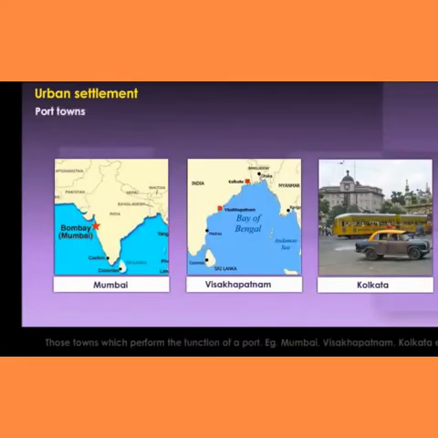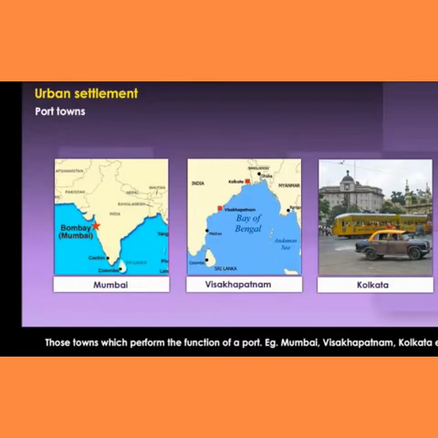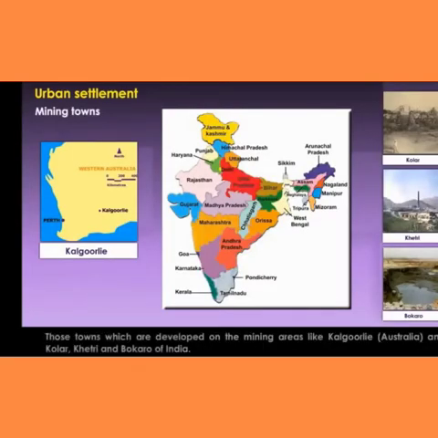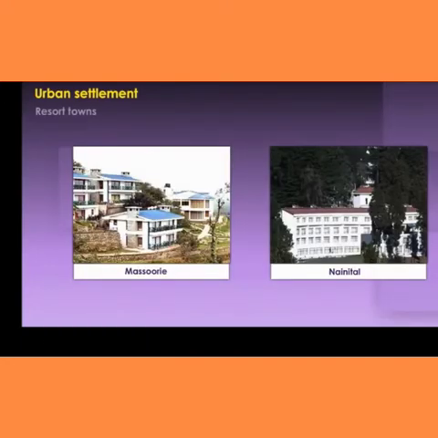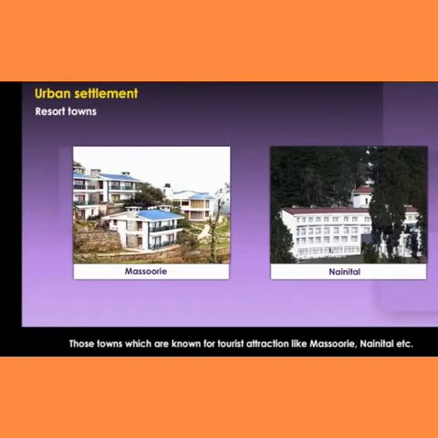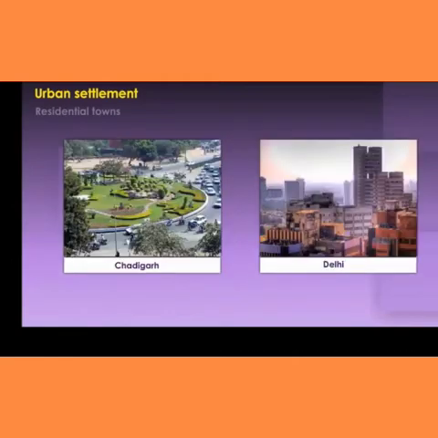Port towns. Those towns which perform the function of a port. Example, Mumbai, Visakhapatnam, Kolkata, etc. Mining towns. Those towns which are developed on the mining areas, like Kalgoorlie, Australia, and Kolar, Khetri, and Bokaro of India. Resort towns. Those towns which are known for tourist attraction, like Mussoorie, Nainital, etc.